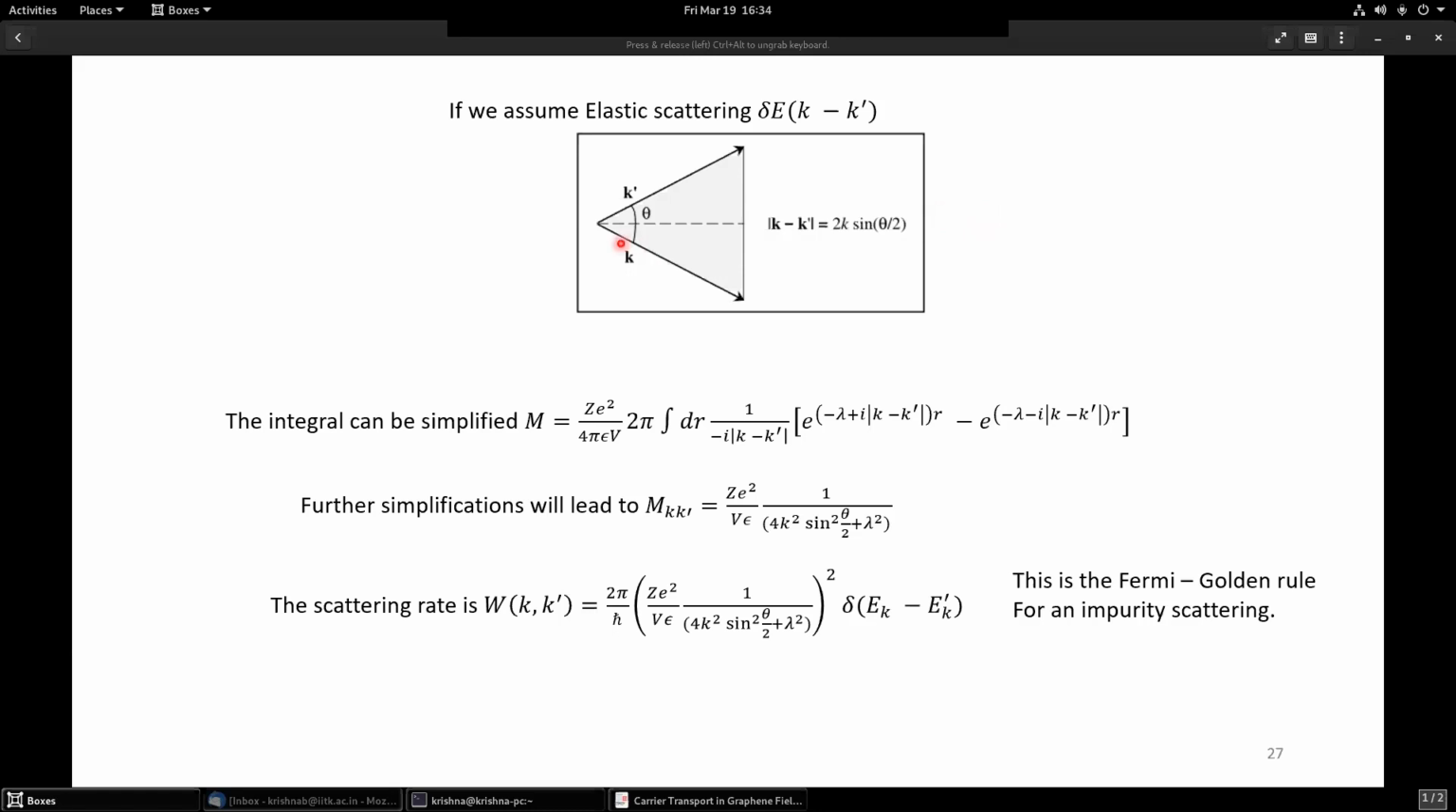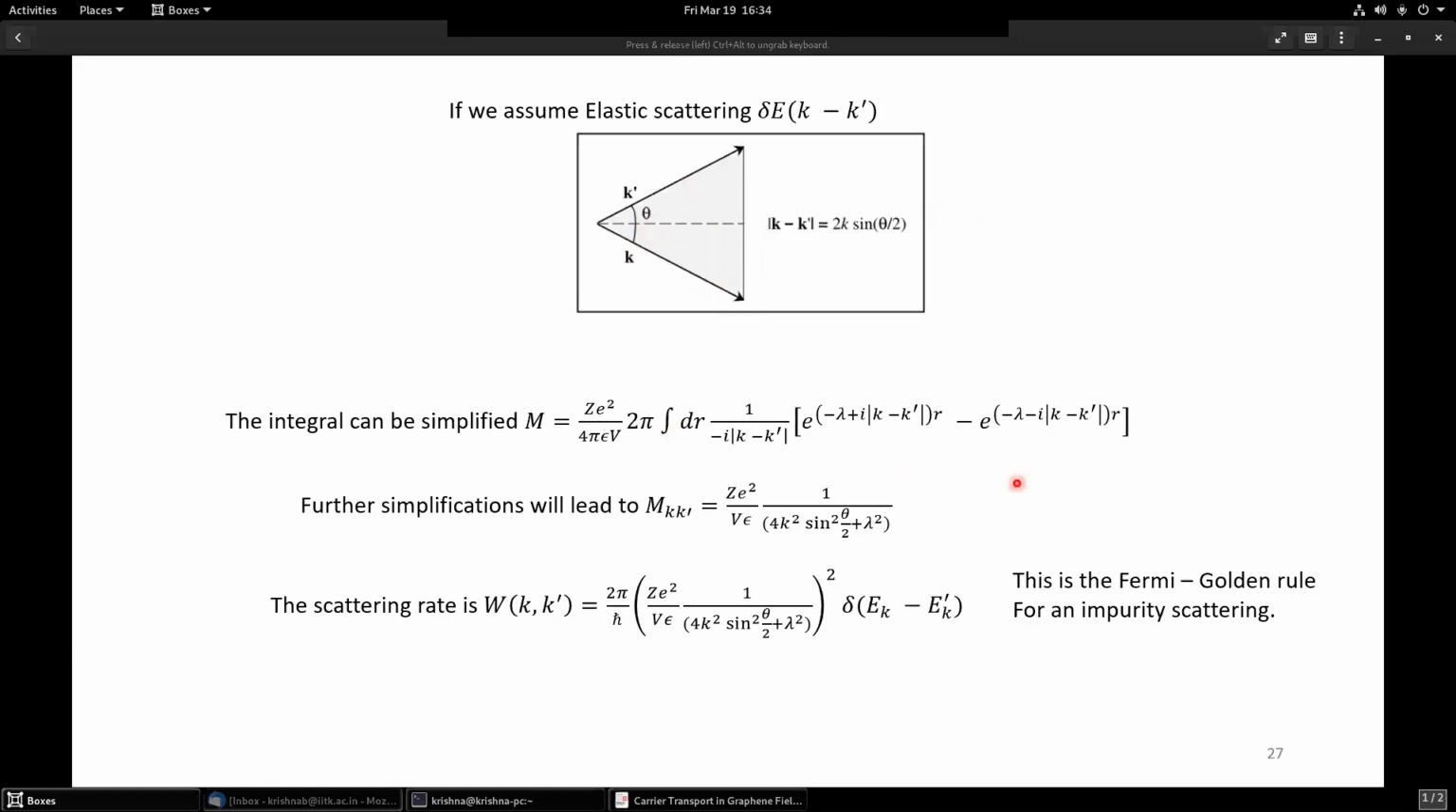If this is the vector of k, we assume the k prime is at this particular angle. It is written in this fashion, but it can also be written in this way, right? Starting from here, it goes here. The angle between k and k prime is written as theta, because it is finally this theta which is going to determine the probability.